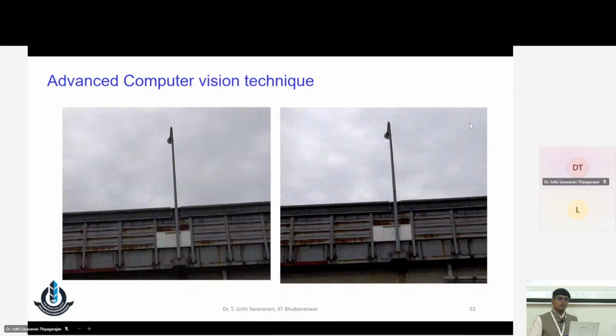Can you observe some vibration? Okay, so the technique is working. So that gave us some confidence.